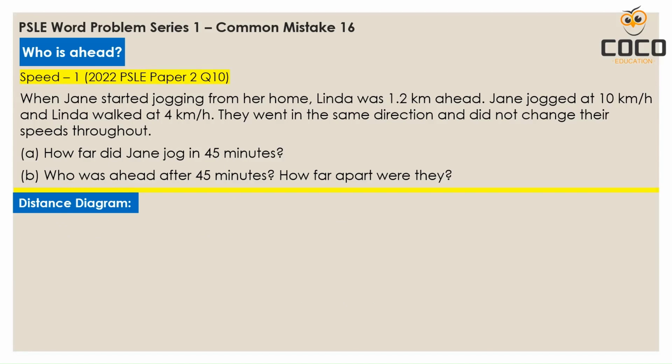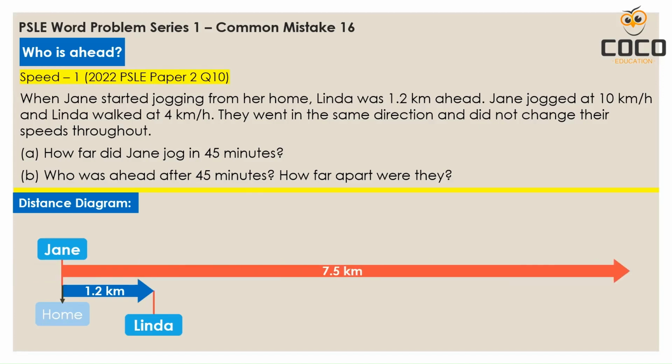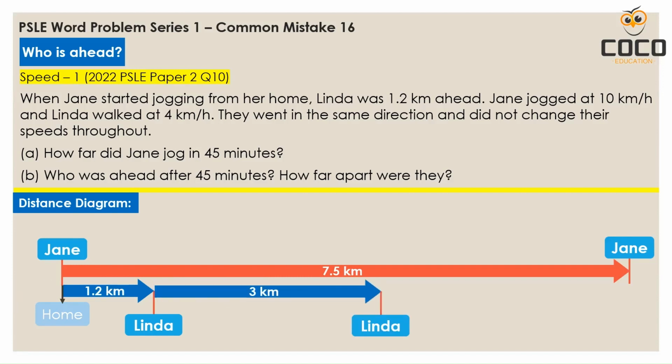We'll draw a diagram to show how Jen and Linda covered each of their distances. At first, Linda was 1.2 kilometers ahead of Jen. For the next 45 minutes, Jen jogged a total of 7.5 kilometers, and Linda walked a total of 3 kilometers. So for part B, we know Jen was now ahead of Linda, and the distance between them can be found using some subtraction sentences.